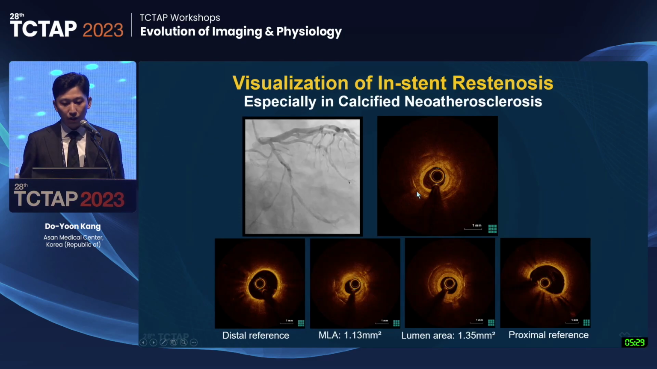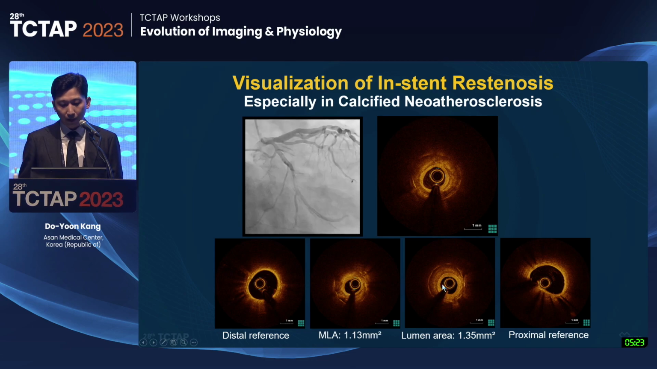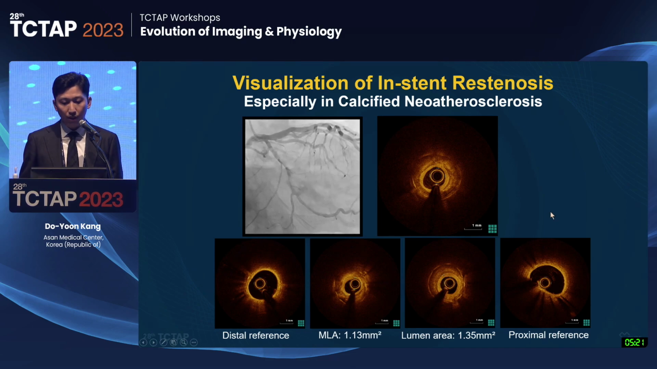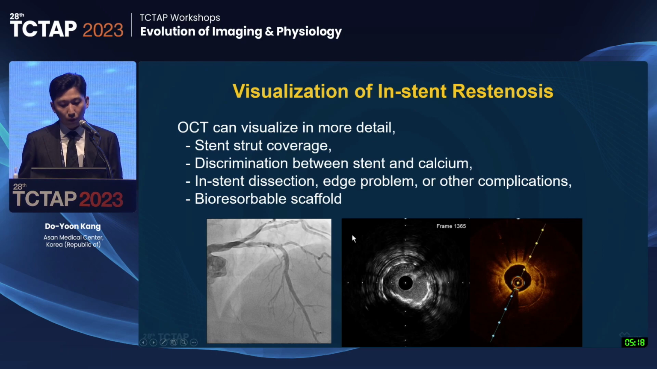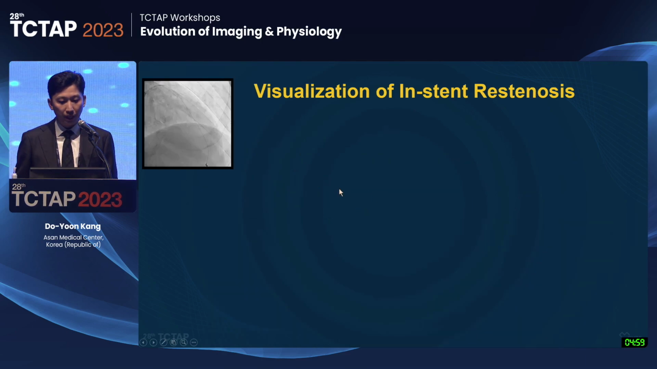And visualization of in-stent restenosis, especially calcified neoatherosclerosis, is very good with OCT. It can discriminate the calcium, neointima, and stent. OCT in ISR can visualize in more detail the stent strut coverage and discrimination between stent and calcification. And after ballooning, in-stent dissection or edge problems or other complications are easily seen. And especially for bioresorbable scaffold evaluation, OCT is very good.